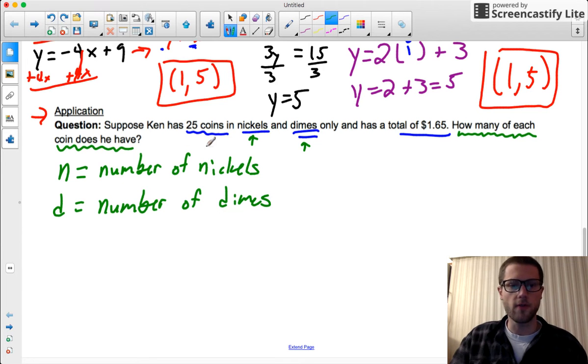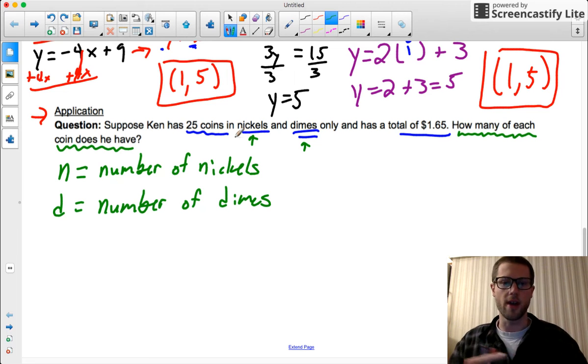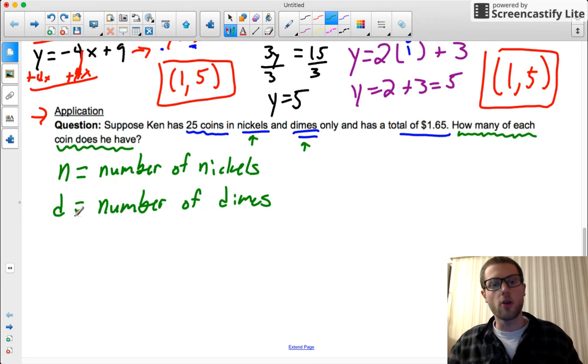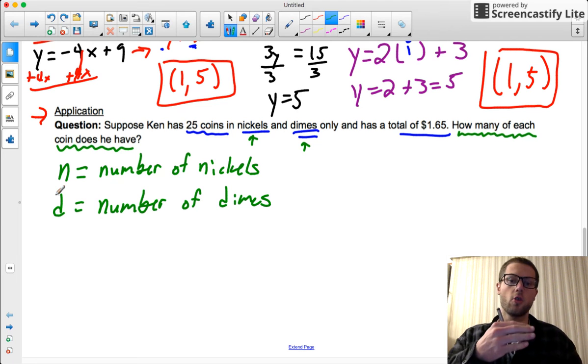And what I'm going to do here is use all this information with the number of nickels and number of dimes to come up with a system of equations. I've got two unknowns here, and the only way I can solve an equation with two unknowns is if I have a second equation to work alongside it. So let's see what I could put together here.